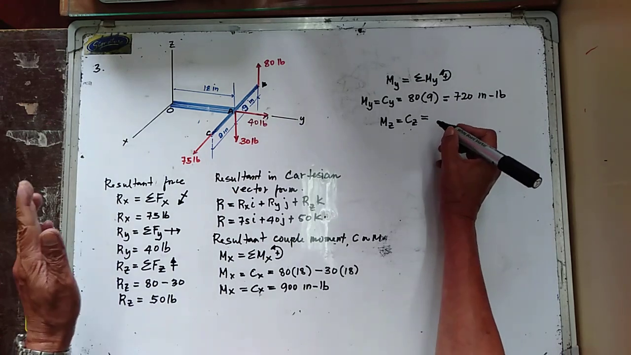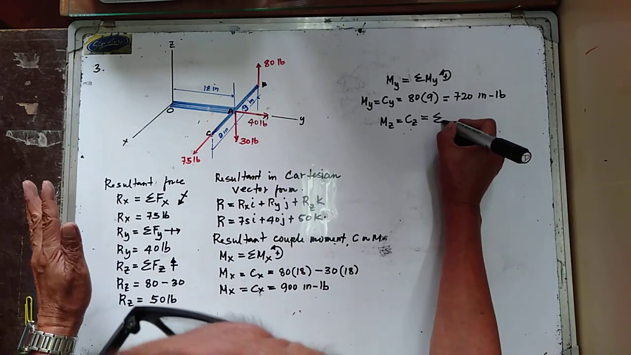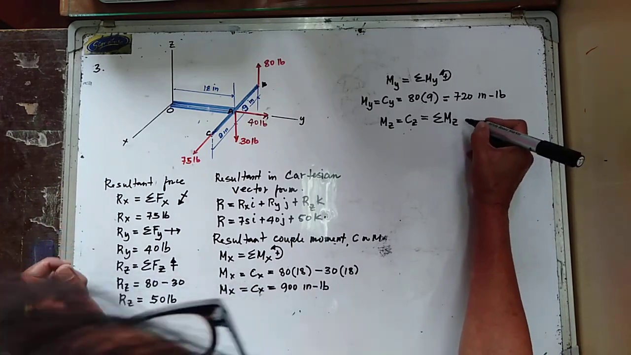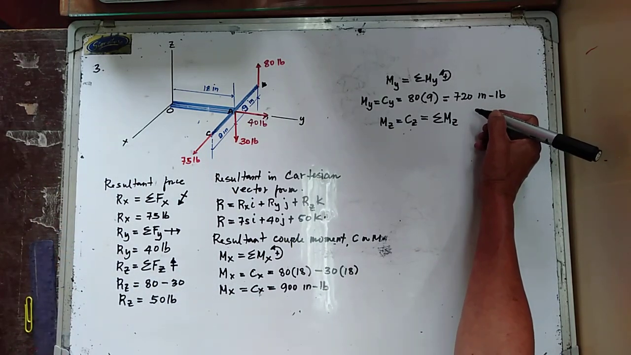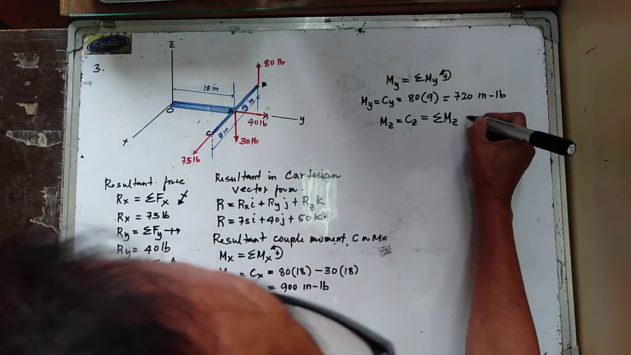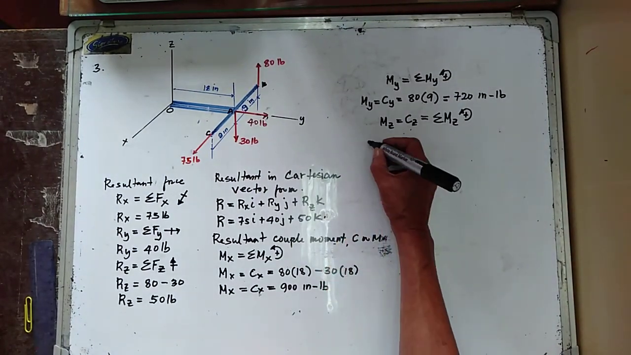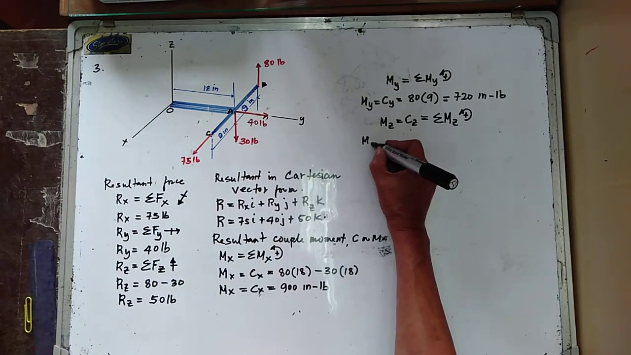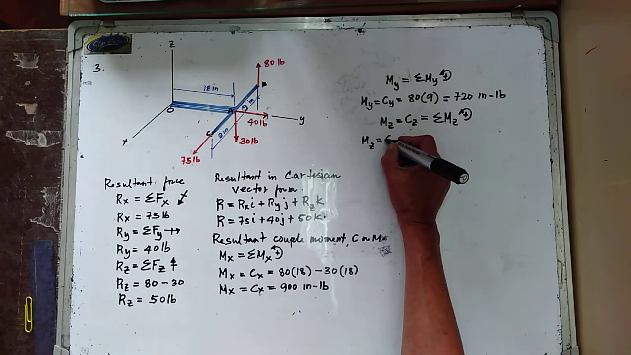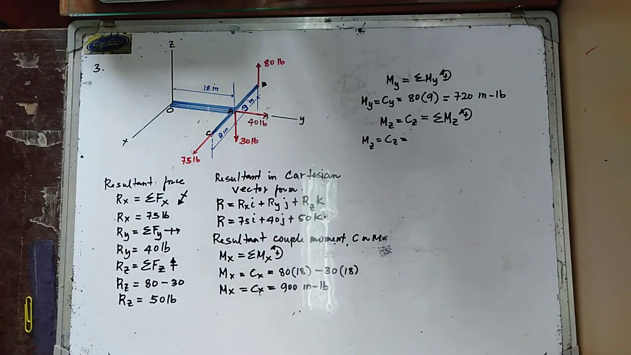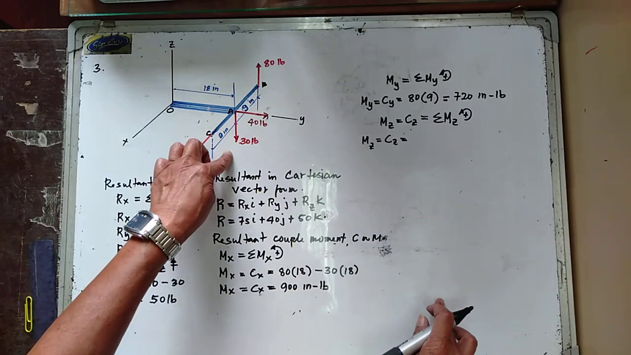So let's try the summation of moment of all the forces about the z-axis. Again, let us consider counterclockwise moment as positive. So counterclockwise moment is positive. So your Mz, which is equal to Cz, is now equal to the 80 and 30 pounds.